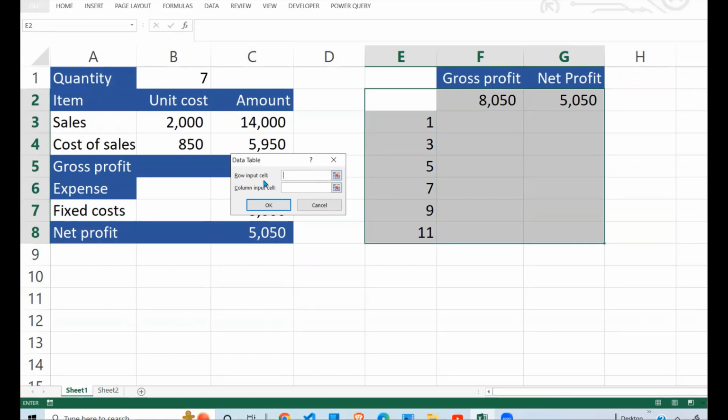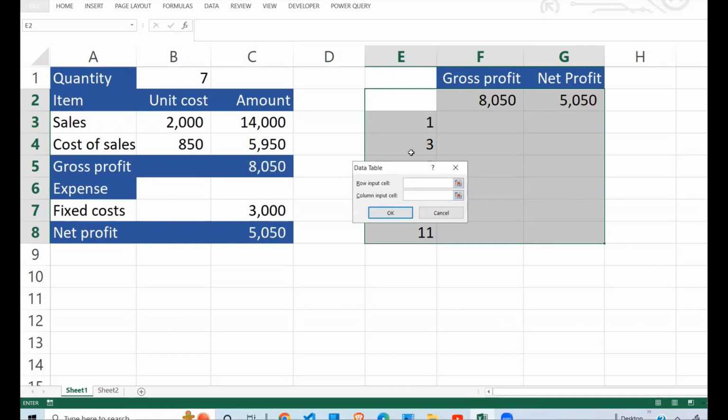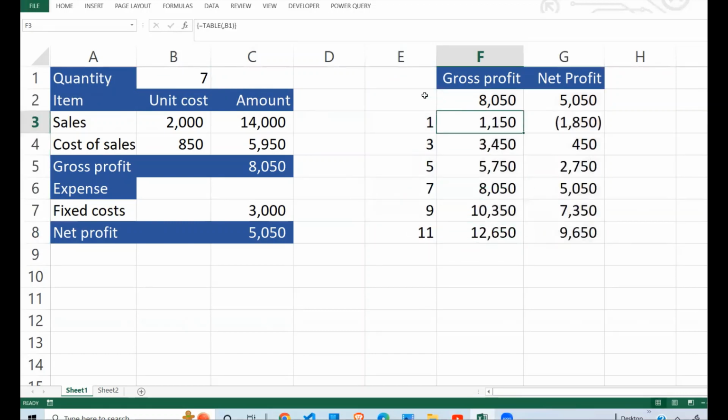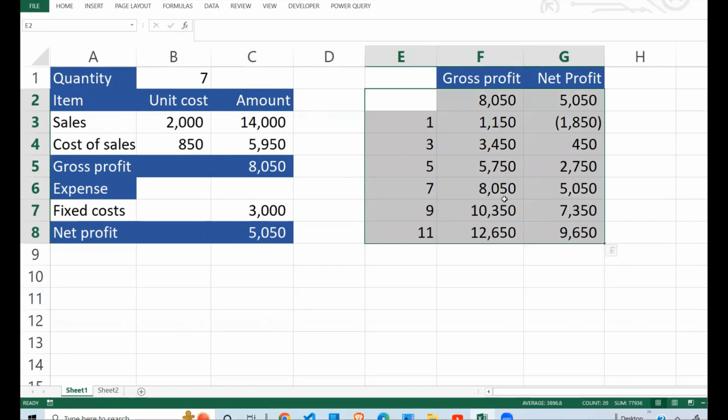So we have row input cell and column input cell. So what we are saying is our input cell is in a column, and we need to pick it from our model here, which is B1. So I click on column input cell, then click on B1, which has my quantity right there, and say OK. Once you do that, you're going to observe that my table gets populated.